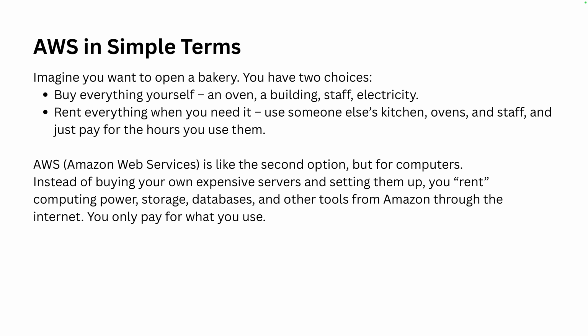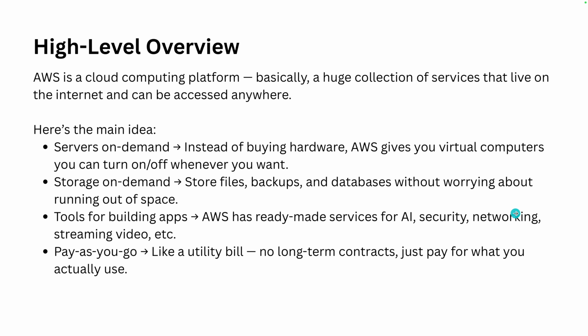Instead of buying your own expensive servers and setting them up, you rent computing power, storage, databases and other tools from Amazon through the internet. You only pay for what you use. So this makes life easy and a bit cheap. Now, high level overview, AWS is a cloud computing platform, basically a huge collection of services that live on the internet and can be accessed anywhere.